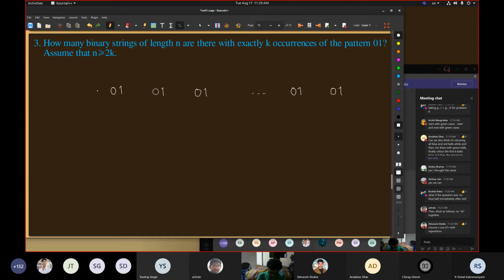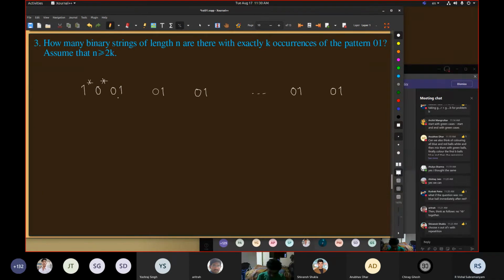Before the first occurrence of 0, 1, I may have things like this: any number of 1s followed by any number of zeros. That will not introduce a new 0, 1 pattern. Happy or not? Yes, sir.